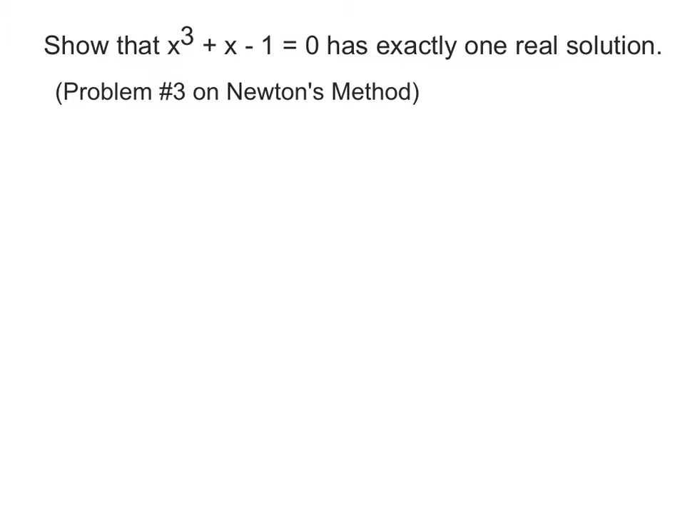There's really two parts to prove. First of all, show that it has at least one solution, and then show that there is only one solution, or what we say, the solution is unique. So, first step, show that it has at least one solution.